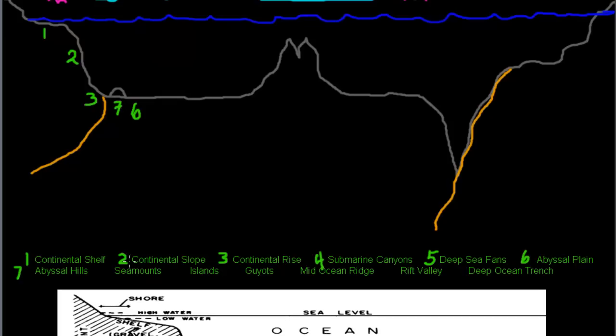If the hills get a little larger, we call them seamounts. And seamounts would look more like, let me make sure I've got the right color. Seamounts are going to look more like this. They're going to rise from the abyssal plain, but they do not make it to the surface.